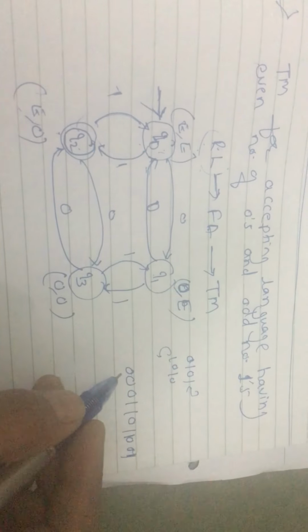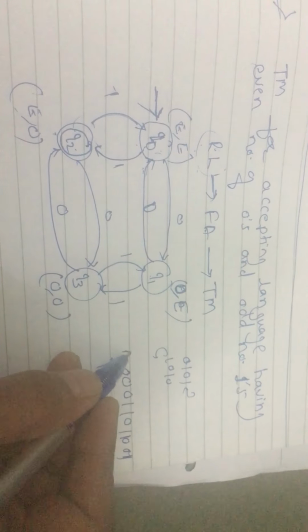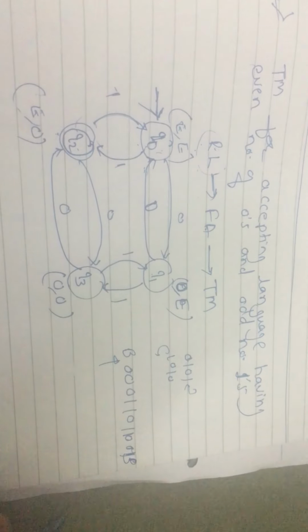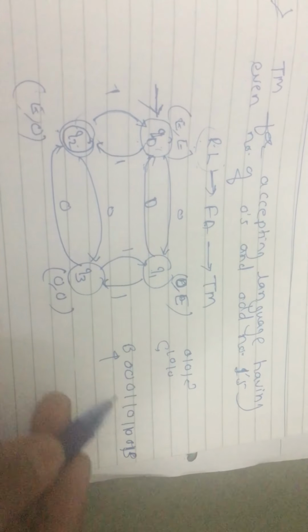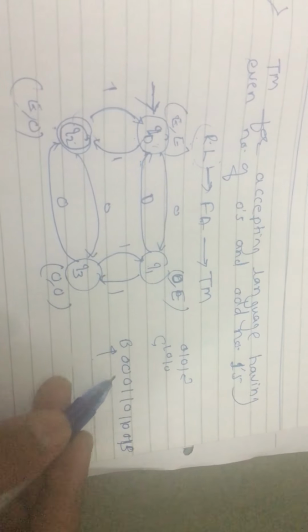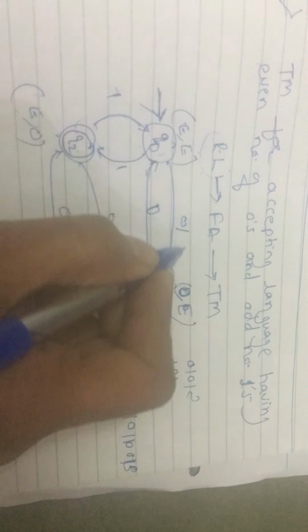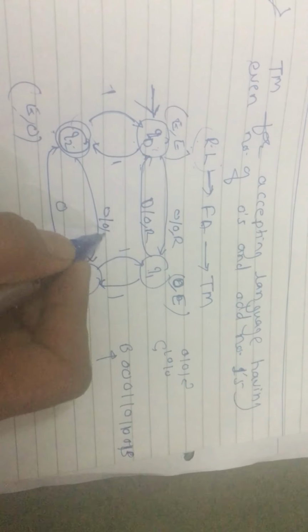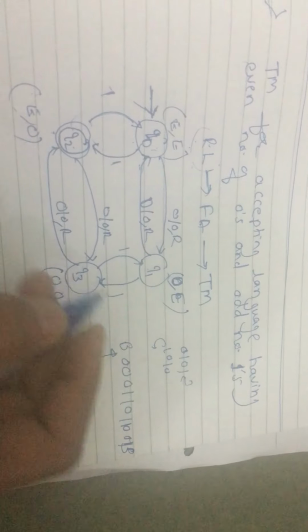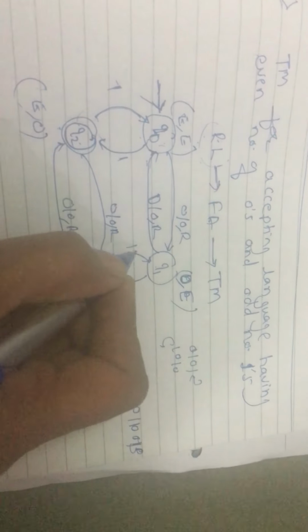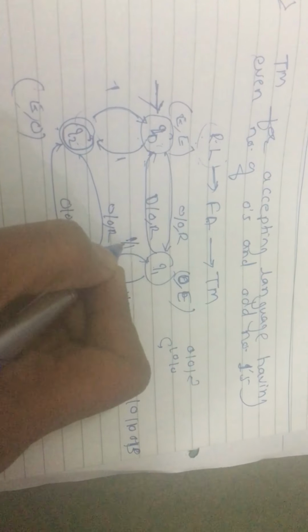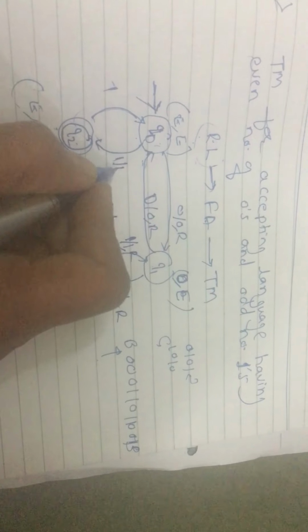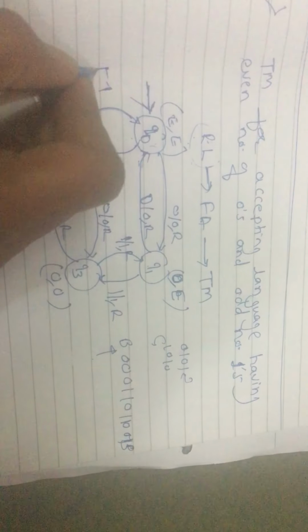Now the pointer will be here before the string, and after the string blank cells are there. Keep the 0 as it is and move towards R, 0 as it is and move towards R. If 1 comes, keep 1 as it is and move towards R. Convert all the transitions in this way, keeping the direction as R. Now we have converted all the transitions into the required form.